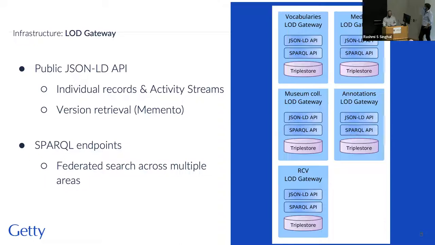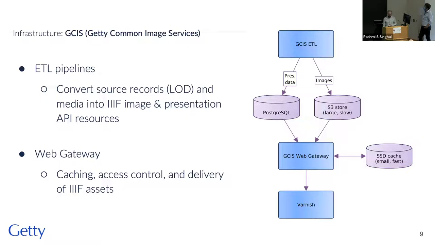And finally, we get to the IIIF part. What's called GCIS, the Getty Shared Image Services, Getty Common Image Services, I made up the name, is a set of other Python applications that feeds off of the linked open data. So it's the very end of the transform pipeline. So we are as close as possible to the publishing, to the presentation format, and it makes IIIF manifests, as well as creating the IIIF capable derivatives for the images.